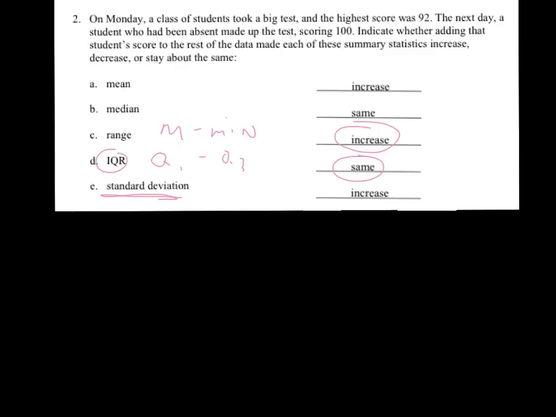What happens? The standard deviation is going to go up, but not only because 100 is bigger than 92, but because the new value was more extreme than any value in the data set. So if the smallest value was a 28 and then the new kid came in and got a 16, the standard deviation still would have gone up because the variability would have increased.